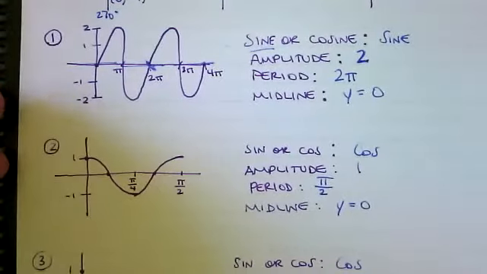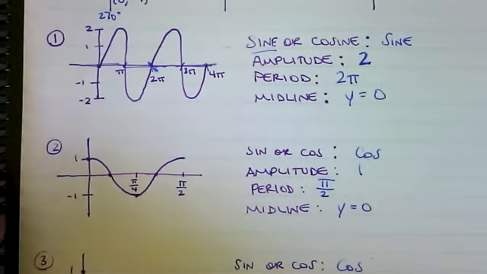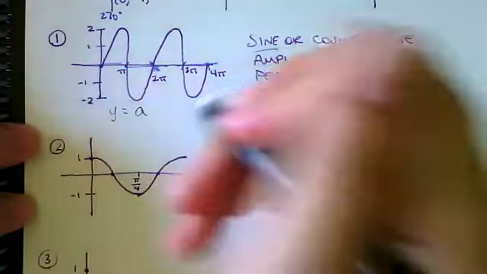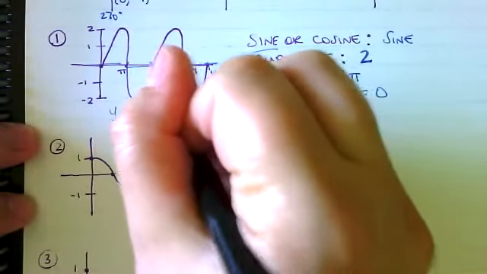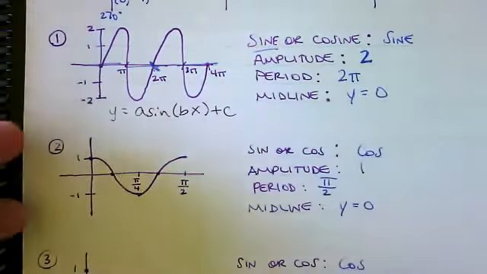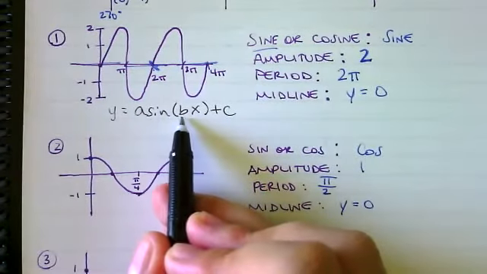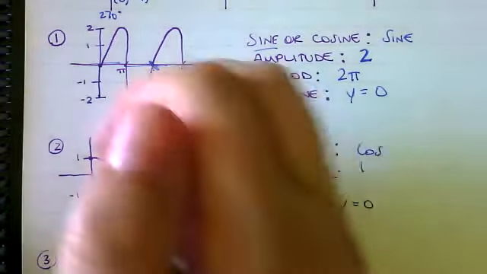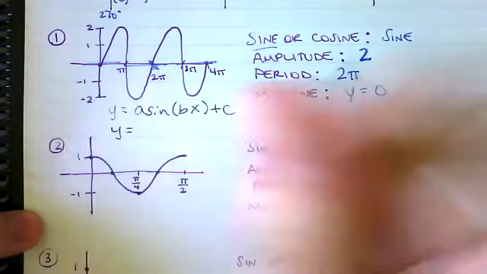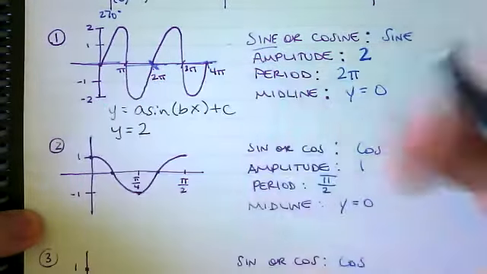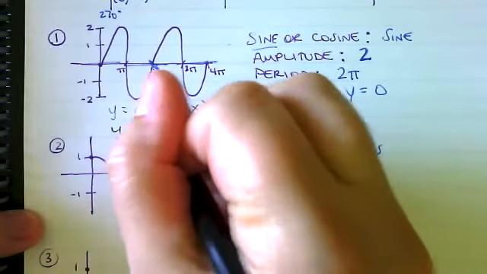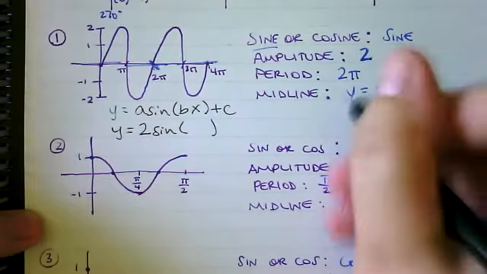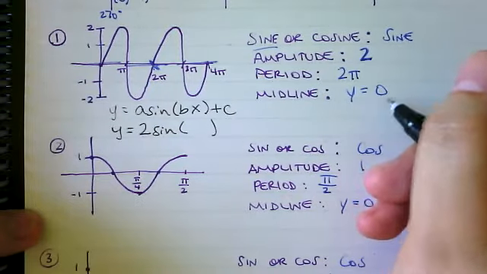Okay, so for question number 1, remember your general form is A, and this one is sine. So A sine of bx plus c, right? Where A is our amplitude, B is related to the period, and then C is your midline. So we already know A should be our easiest value. It's a 2. So I've got 2. I know it's sine, so I've got sine. The only thing I have to do a little work for is this B value in the middle, and then it's a plus 0 at the end because I have 0 for the midline, so I don't need to write that.